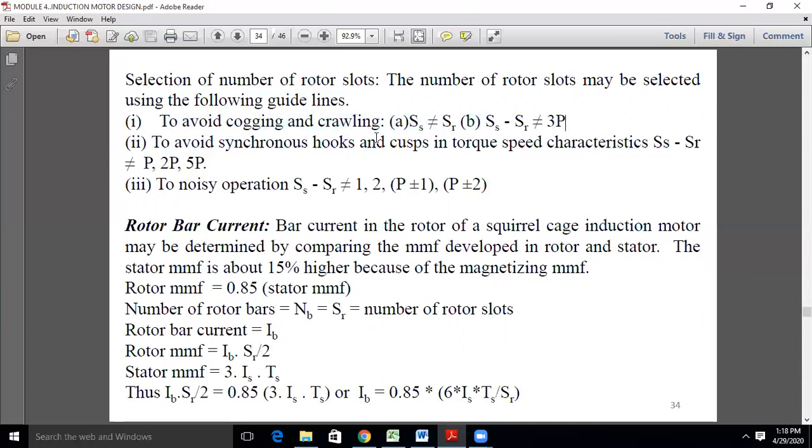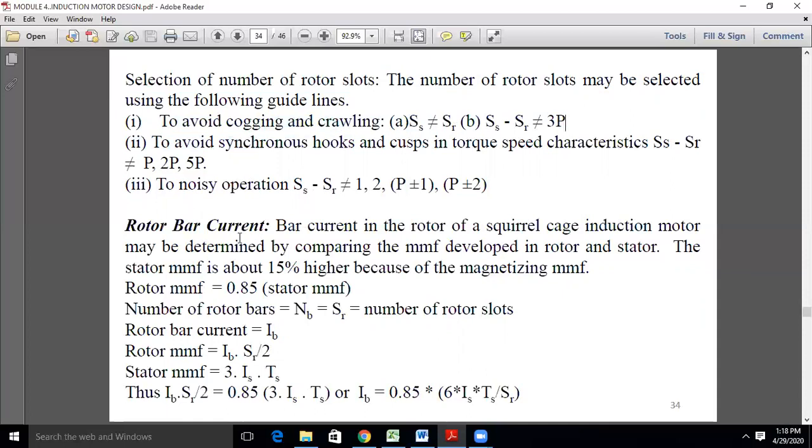Again, to avoid synchronous hooks and cusps in torque speed characteristics, SS minus SR should not equal P, 2P or 5P. To avoid noisy operation, SS minus SR should not equal 1, 2, or P plus or minus 1, P plus or minus 2. So these are the main design considerations.